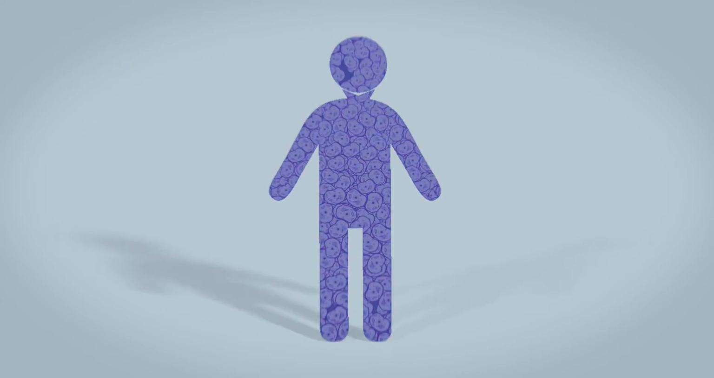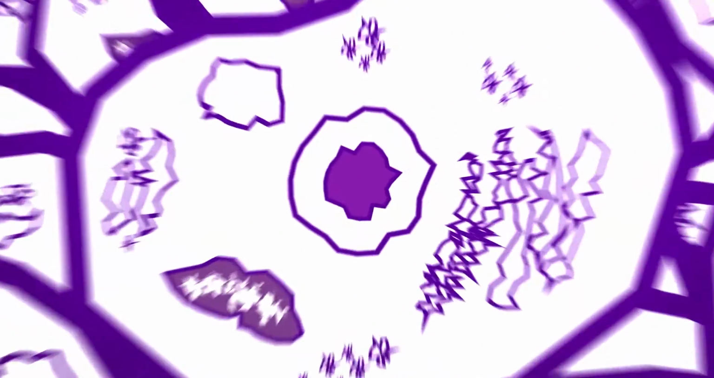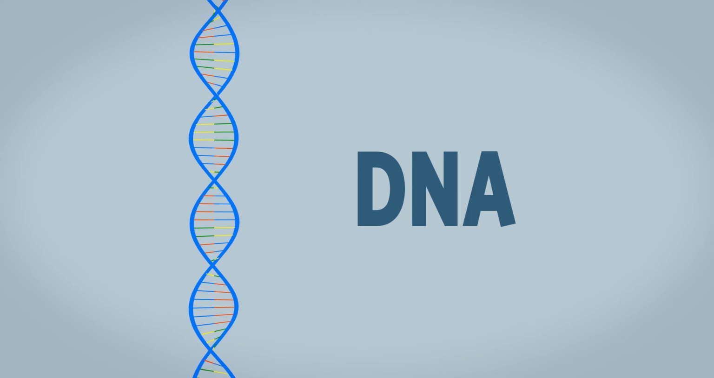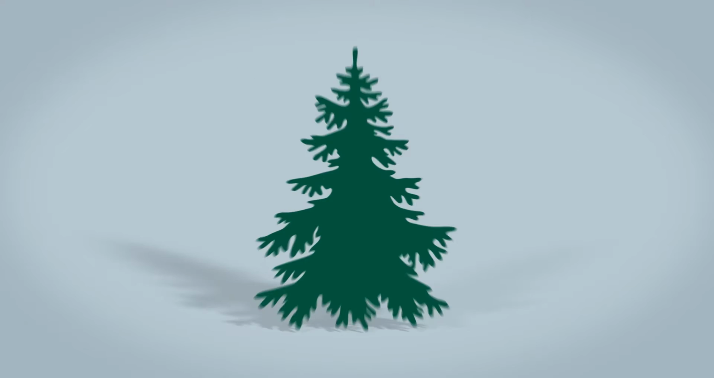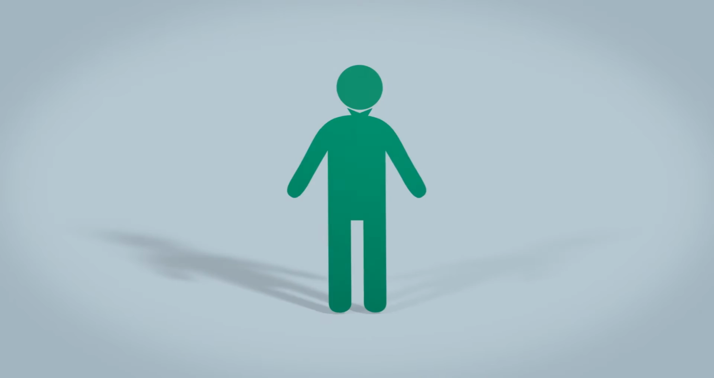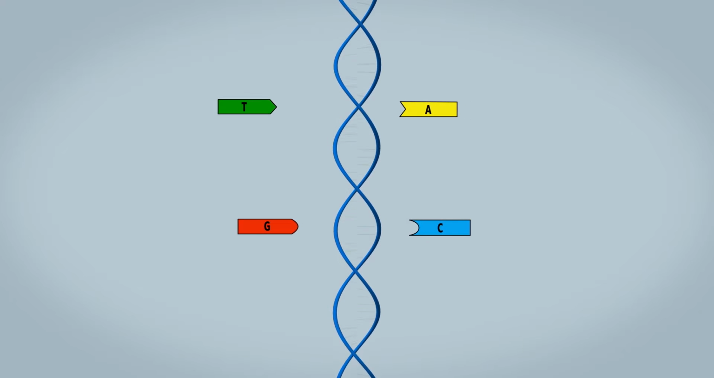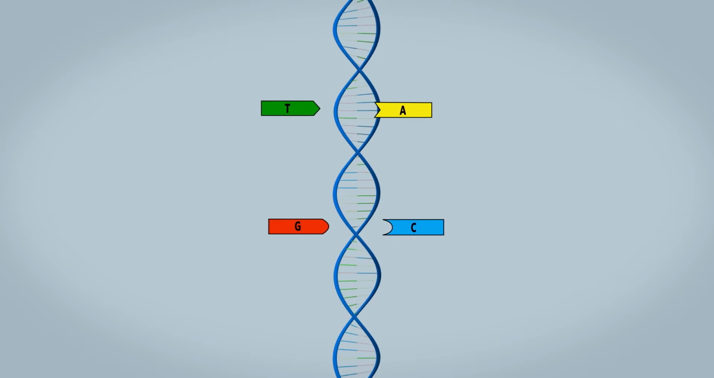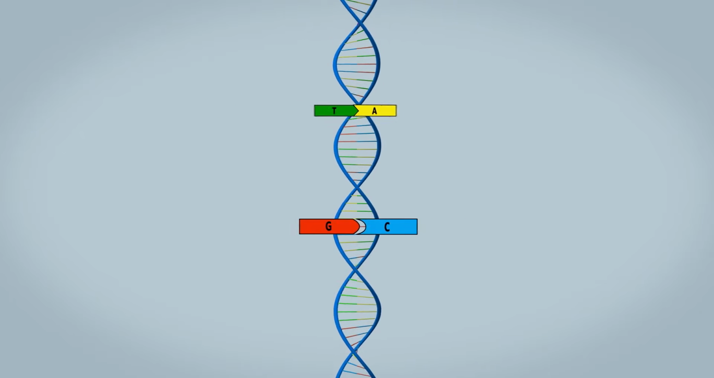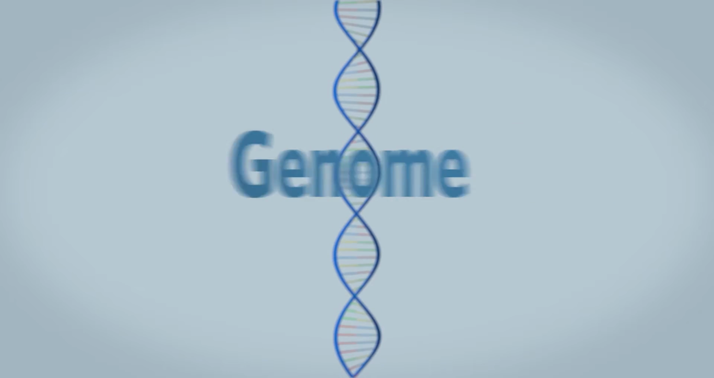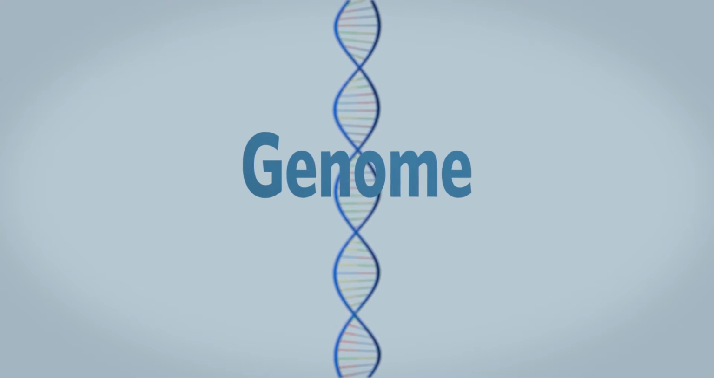Our bodies, like all living things, are made up of cells. Inside each cell is something called DNA, which is a molecule that determines whether we're a tree, a dog, or a human. DNA is composed of a string of 4 smaller molecules called bases that pair up and string together in long winding ladders.